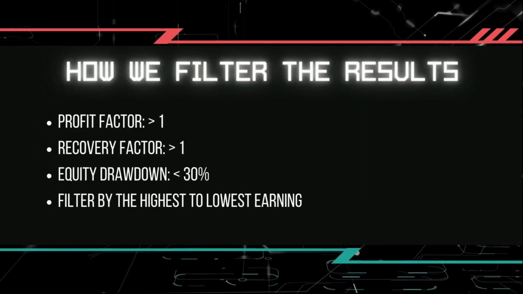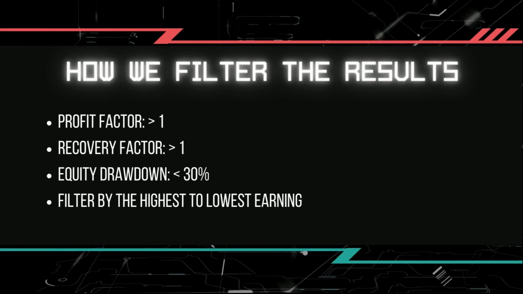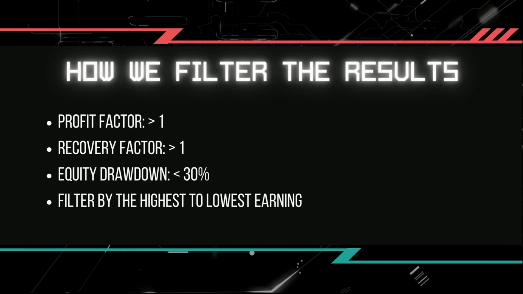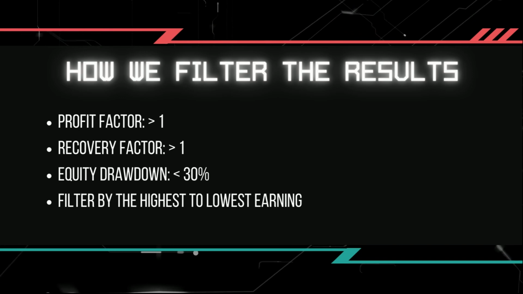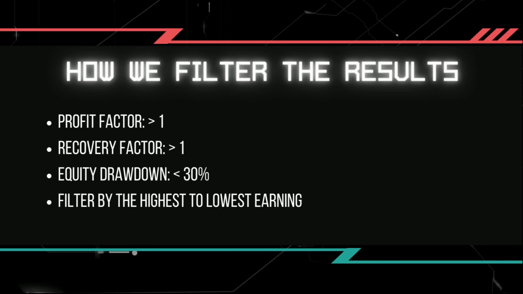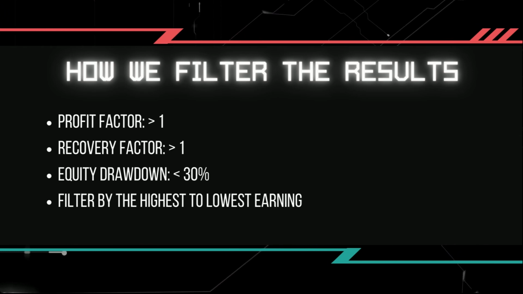First, let us filter the results we have. We'll set the profit factor to greater than 1, same goes for the recovery factor. These two values have to be greater than 1 to have a profitable trading strategy. Next, we set the equity drawdown percentage to less than 30%. We do not want to see a great drawdown on our account. After that, we filter by the highest profit, and we will get our results.